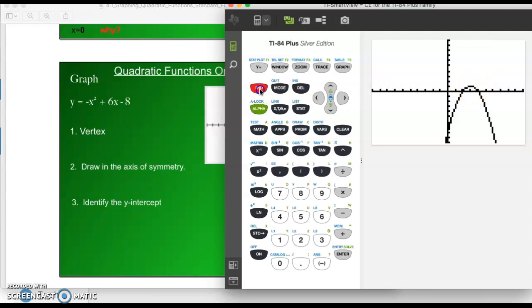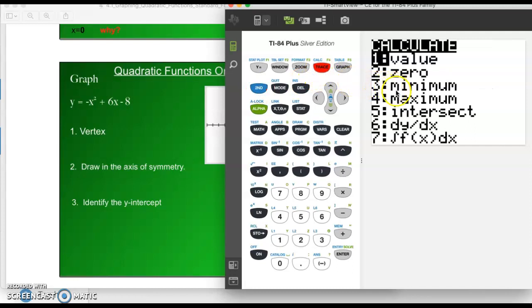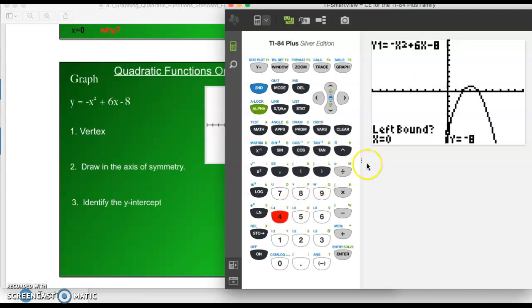So what I'm going to do is go second, trace. This time I'm going to select option 4, so go down to 4, or I can push number 4, maximum. Same questions, left bound. Notice my cursor is already on the left of my vertex, so I can hit enter. Now it asks for right bound. Right bound means move the cursor right of the vertex. Okay, I'm far enough right.